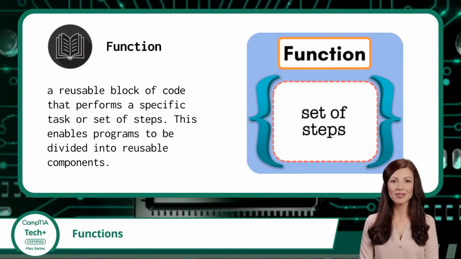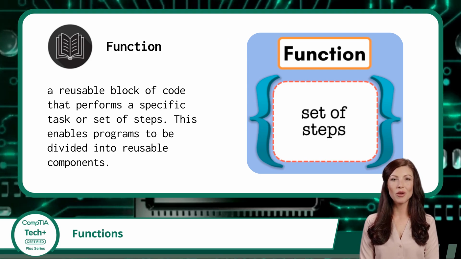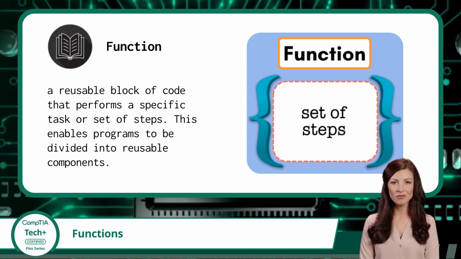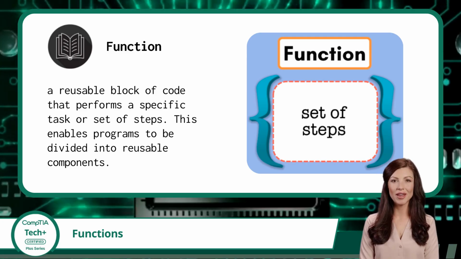Functions. Let's start with the basics. What exactly is a programming function? In simple terms, a function is a reusable block of code that performs a specific task or set of steps. This enables programs to be divided into reusable components. Think of it as a set of instructions that we can call upon whenever we need to perform that task, without having to write the same code over and over again.